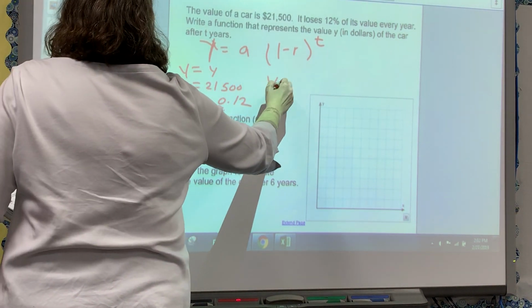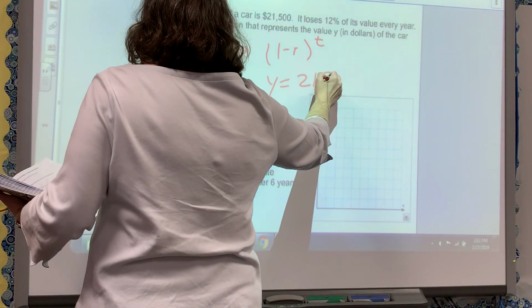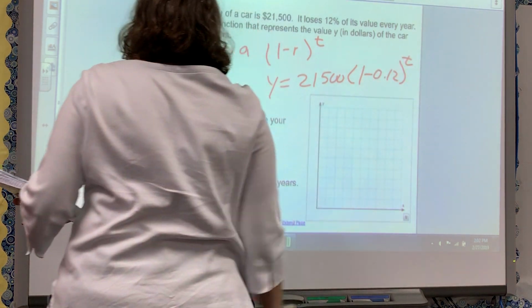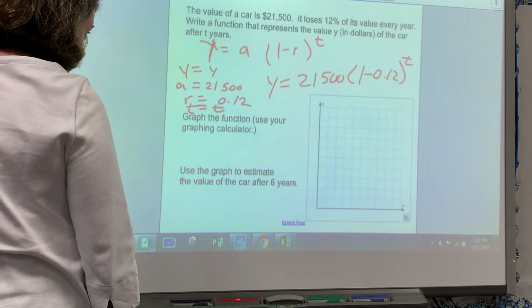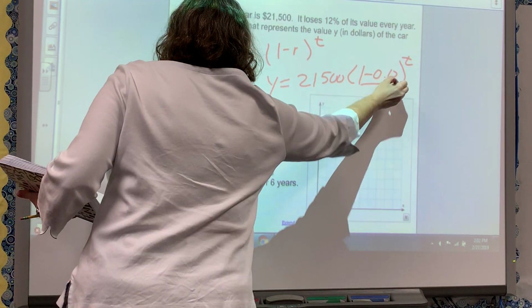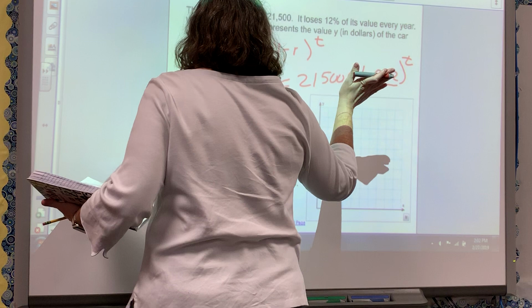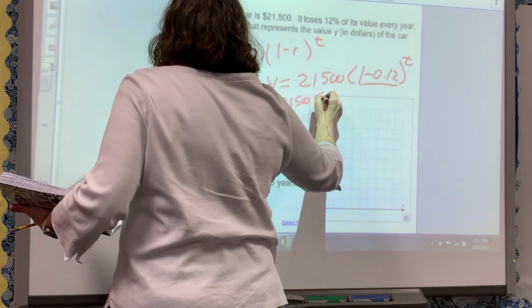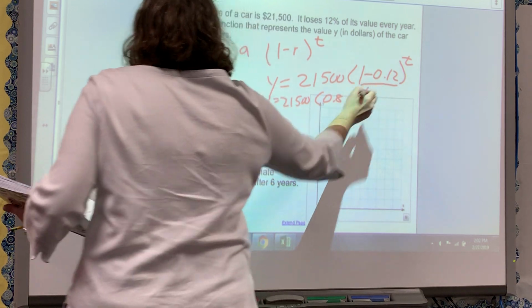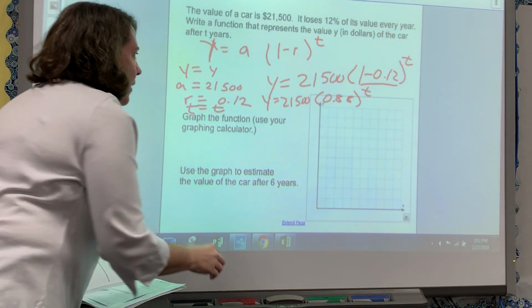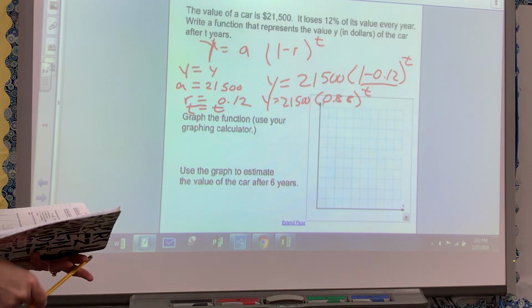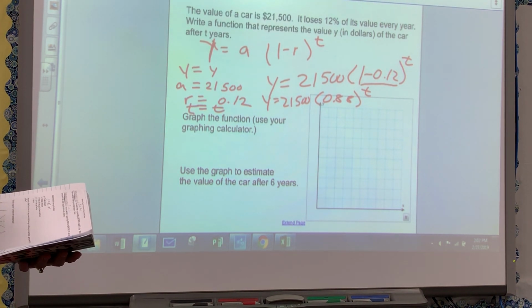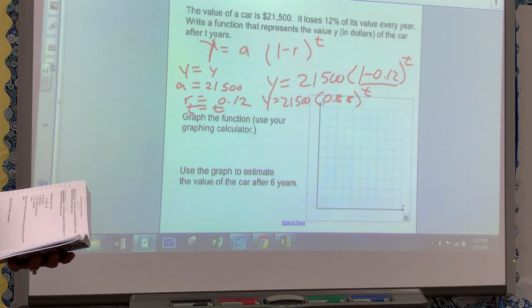So we had y equals 21,500 parentheses 1 minus 0.12 parentheses t. That simplifies to what? 0.88. Y equals 21,500 times 0.88 to the t. When you graph it on your graphing calculator, your t is going to be what variable? Time. Well, on your graphing calculator, it's going to be your x.